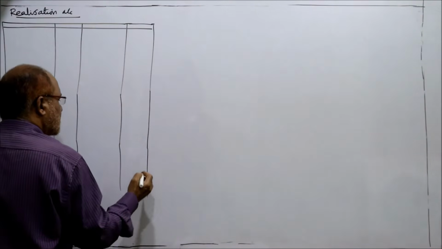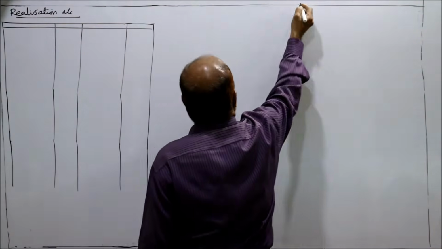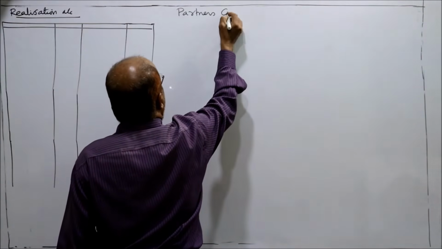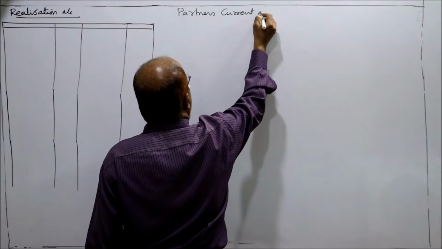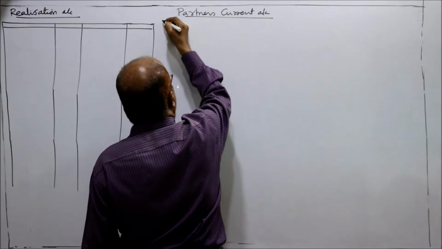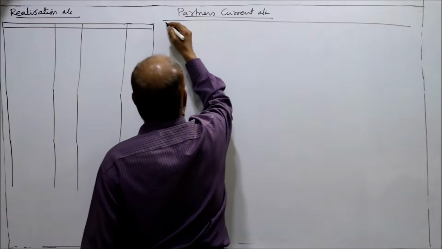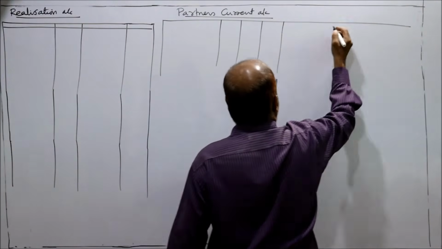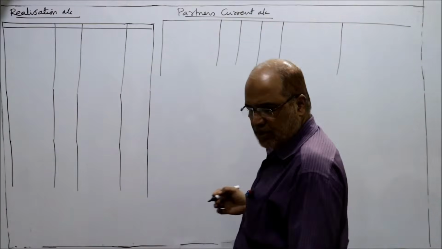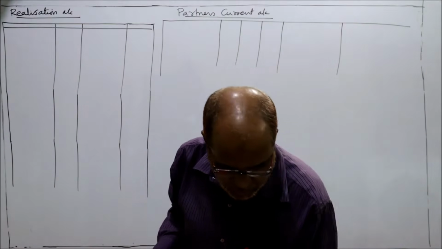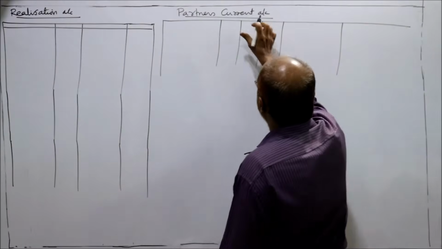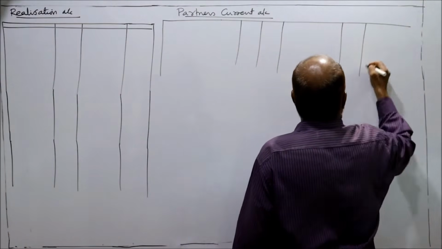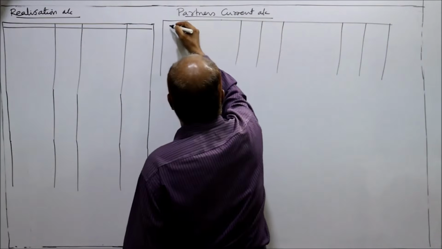This is a realization account. Next we make a partner's current account. Three partners or two partners? Only two partners are there. X and Y.